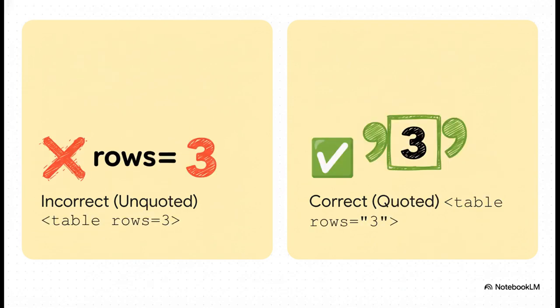And finally, rule number 5. Anytime an element has an attribute, its value has to be in quotation marks. It doesn't matter if it's text or a number. See how rows equals 3 is incorrect? It absolutely has to be rows equals "3". This just eliminates any possible confusion for the browser.